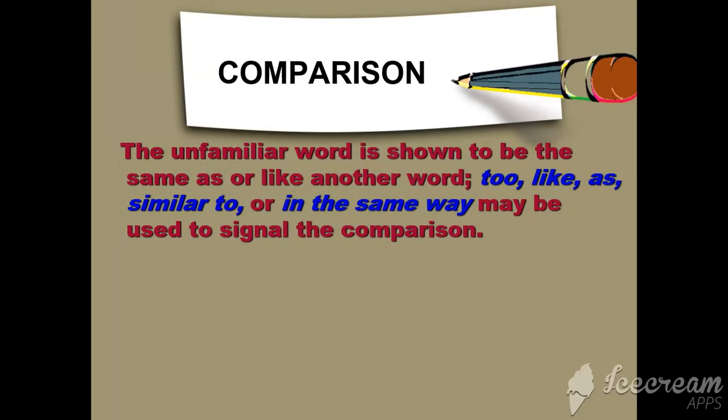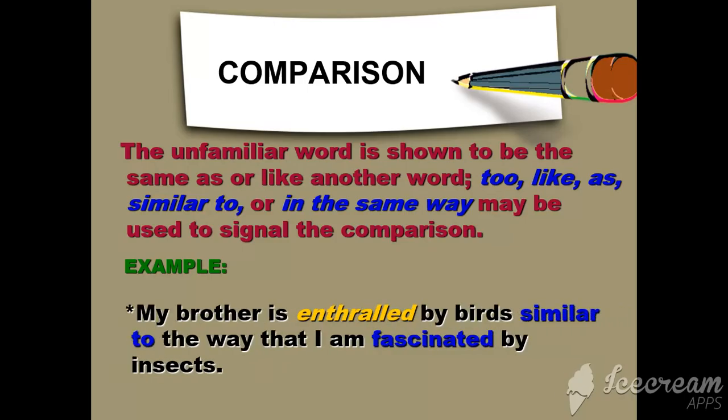Comparison. The unfamiliar word is shown to be the same as or like another word. "To," "like," "as," "similar to," or "in the same way" may be used to signal the comparison. Let's take an example. My brother is enthralled by birds, similar to the way that I'm fascinated by insects. So here we see that enthralled and fascinated have the same meaning.